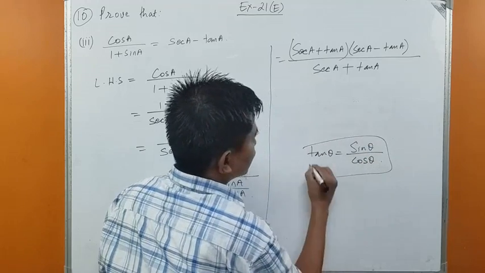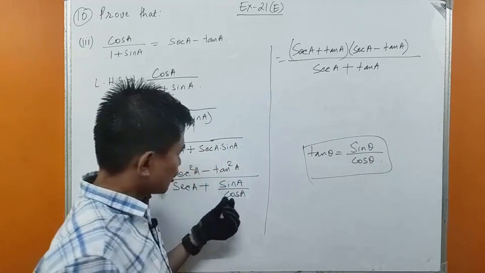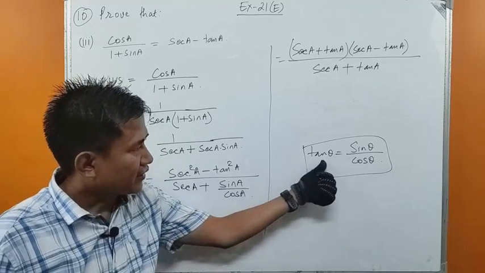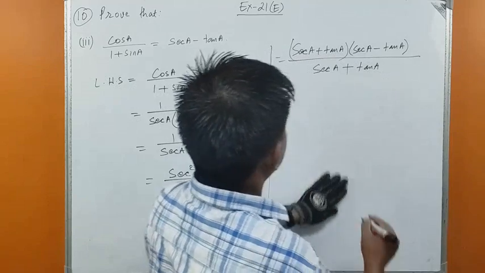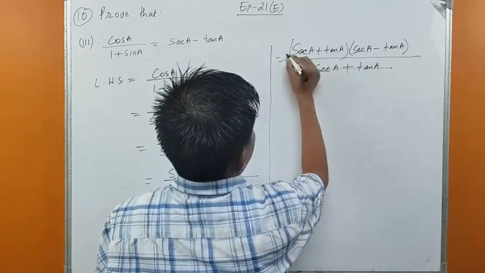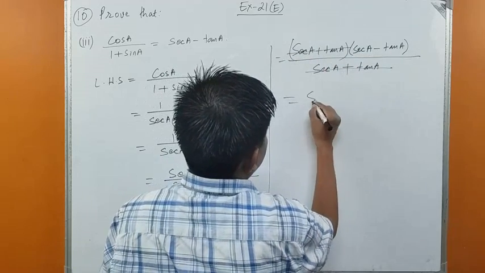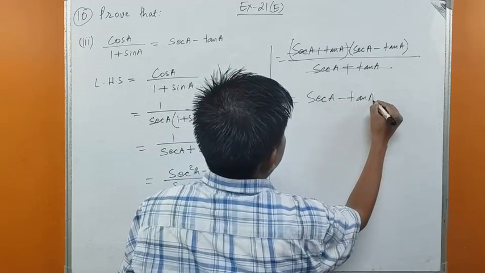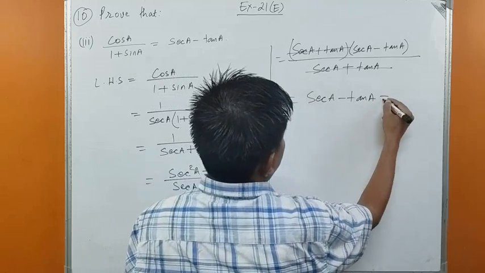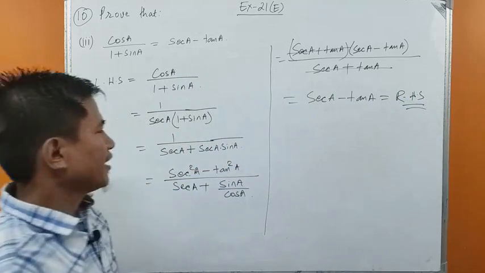This is the formula which we already know. Tan theta means sin theta by cos theta, so instead of sin A by cos A, I can write tan A. So this sec A plus tan A and sec A plus tan A can be cancelled. So we have sec A minus tan A left. This is what we have in the right hand side, RHS. Hence proved. I hope you got this.